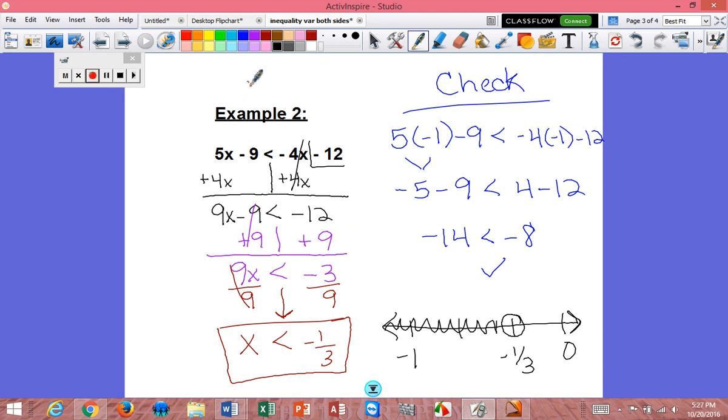So in both of our examples, when we got to our last step, we multiplied or divided by a positive number, but just keep in mind if it is negative, then you are going to have to flip that inequality symbol.